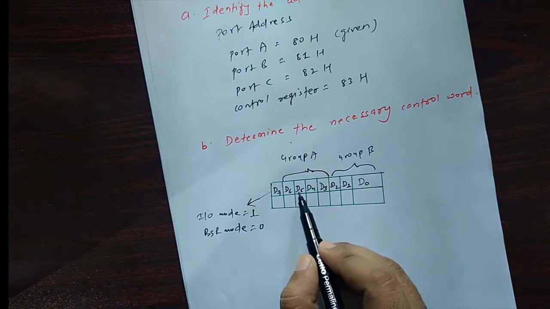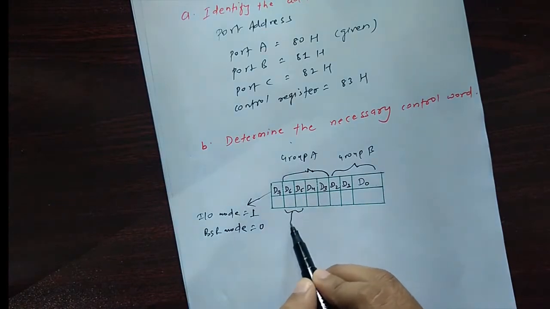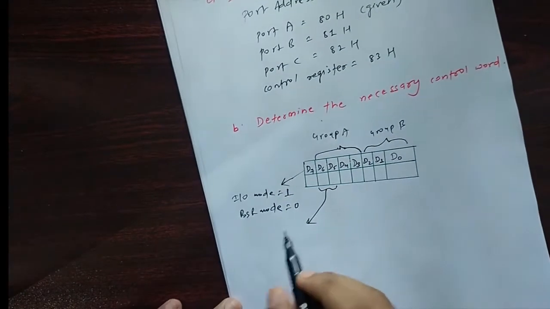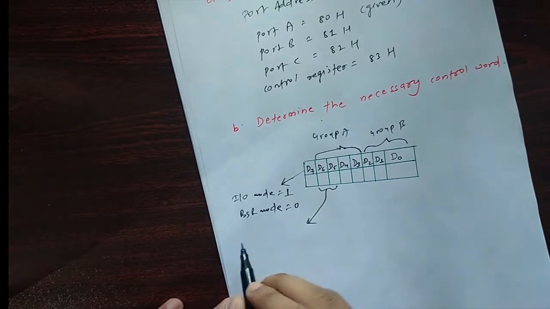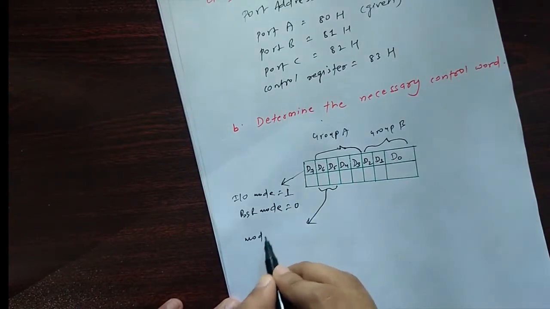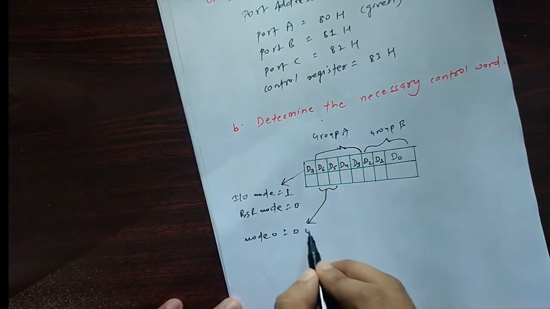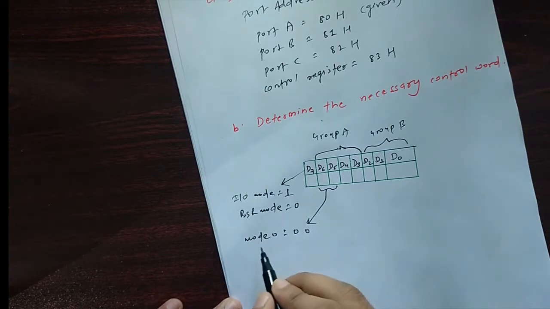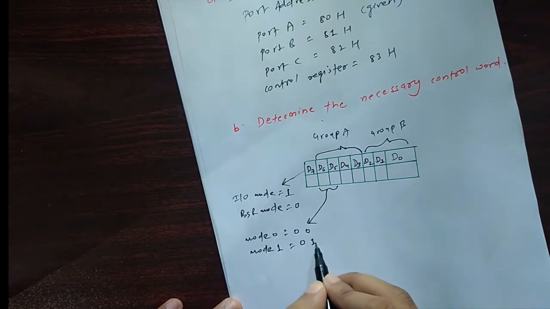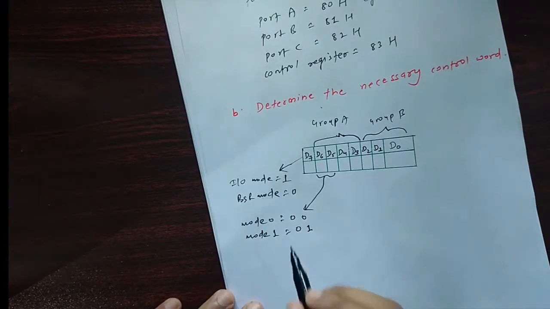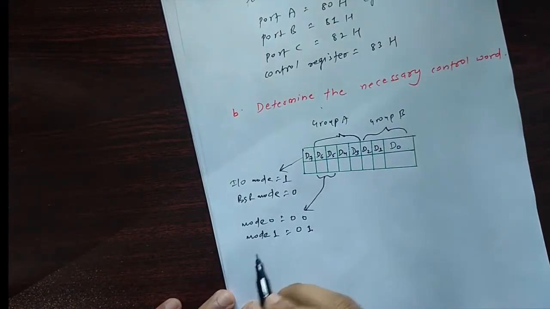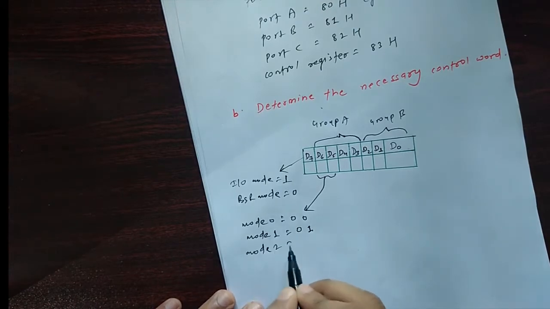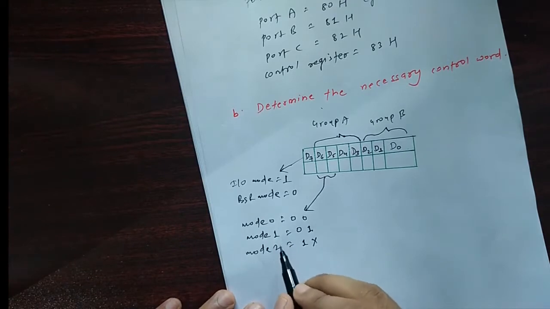And D6 D5, this will be 0 0 if port A operates in mode 0. So mode 0 equals 0 0, and this will be 0 1 if port A operates in mode 1, and this will be 1 don't care if port A operates in mode 2. And there are only 3 modes, 0, 1 and 2.